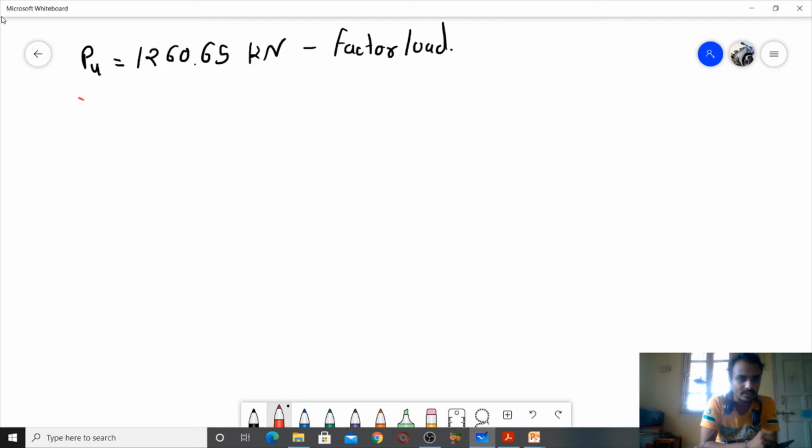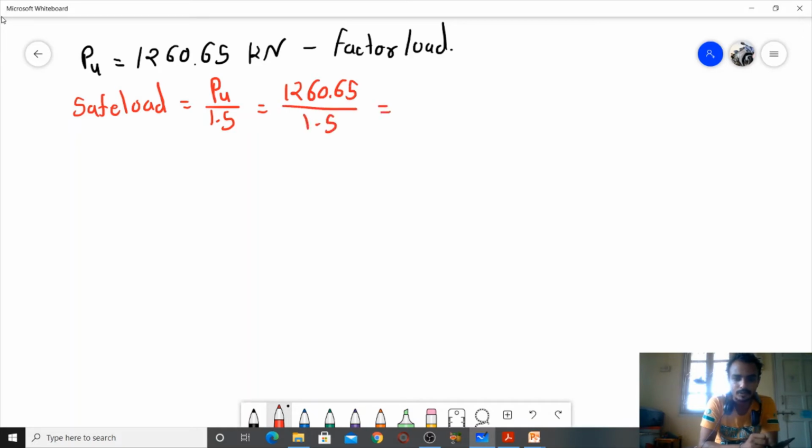So we need a safe load, which is equal to Pu divided by 1.5. So 1260.65 divided by 1.5, and the value is 840.43 kilonewton. Okay, this is the value of the safe load. Now we have to find the diameter of the lateral ties.